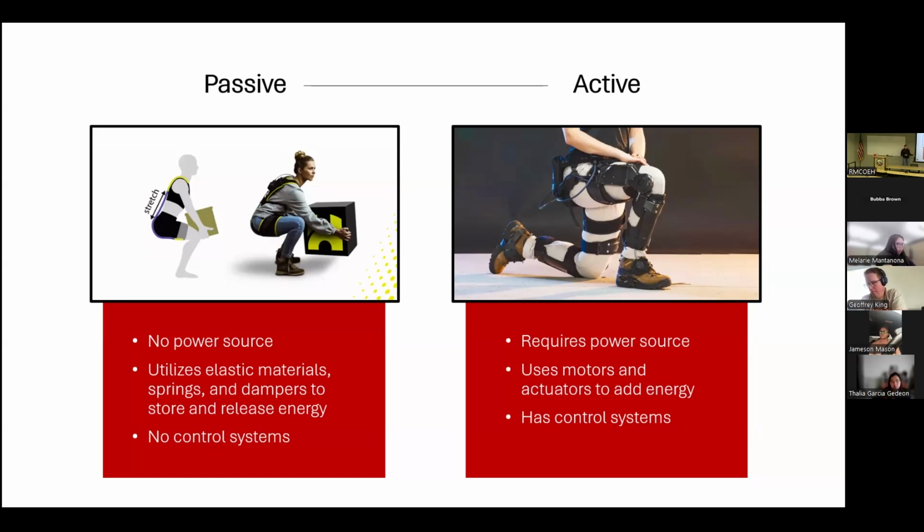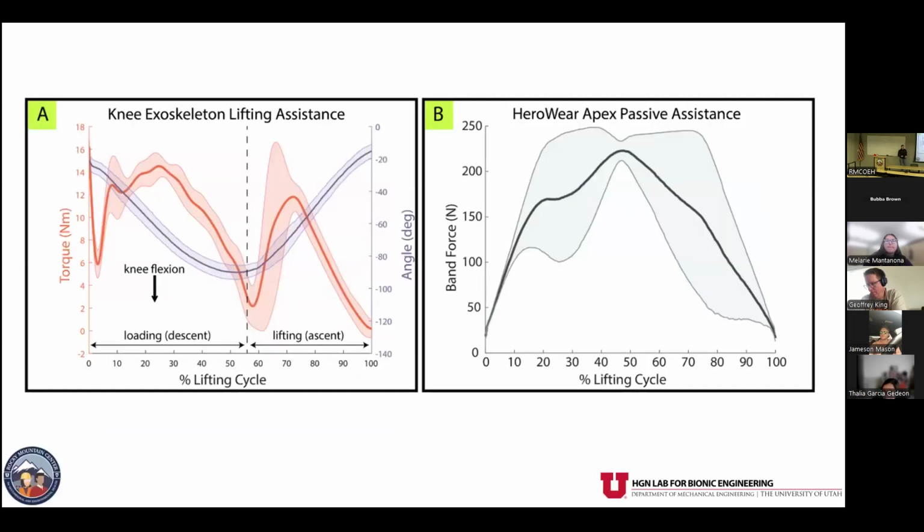An active exoskeleton is an exoskeleton with motors, batteries, actuators, and it's able to actually interject energy into the system or add power into what's going on. And I think these two plots from the paper highlight these differences even better. In figure B, we have the passive exoskeleton used in the study. Along the x-axis, they have percent lifting cycle. You can just think of that as a squat. This is 0%, 50%, 0%.